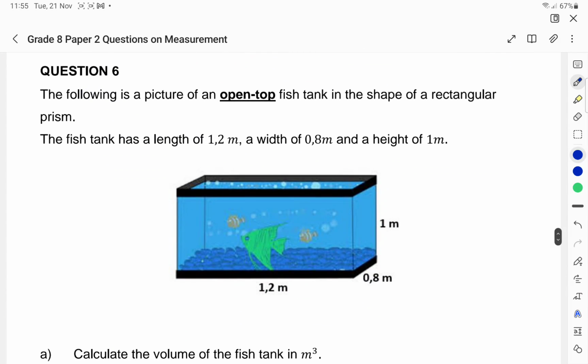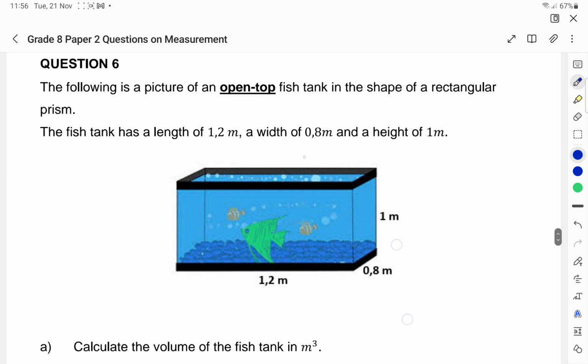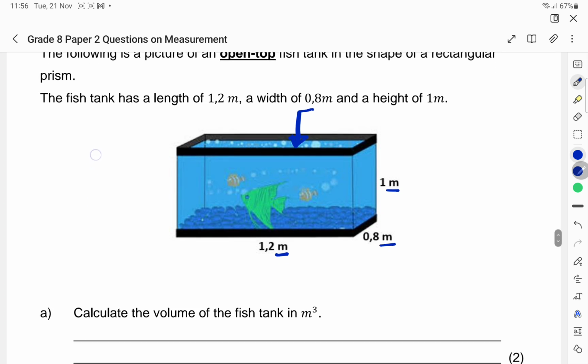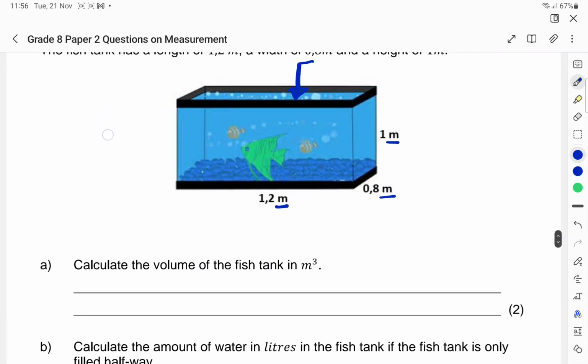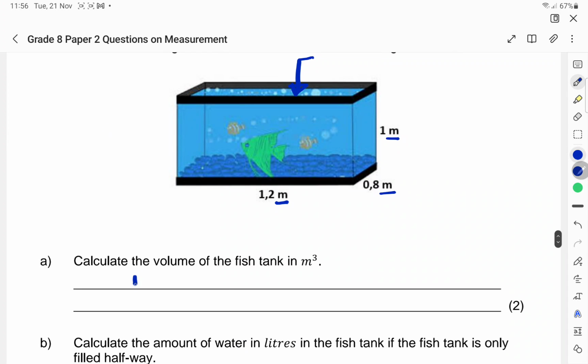Question 6. The following is a picture of an open top fish tank in the shape of a rectangular prism. So very important, it is open top. There is no top to that fish tank. The fish tank has a length of 1.2, a width of 0.8, and a height of 1 meters. Very important. Let's just first check our units. Luckily, they're all the same. Thank goodness. Then they say to calculate the volume of the fish tank. So the volume is very, very easy.